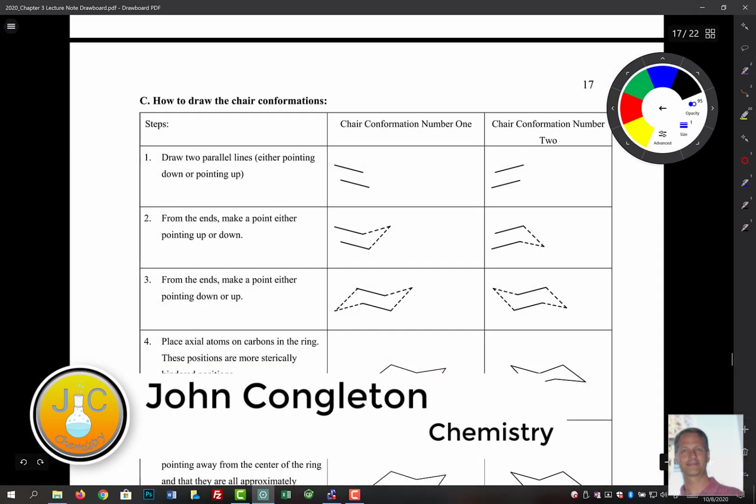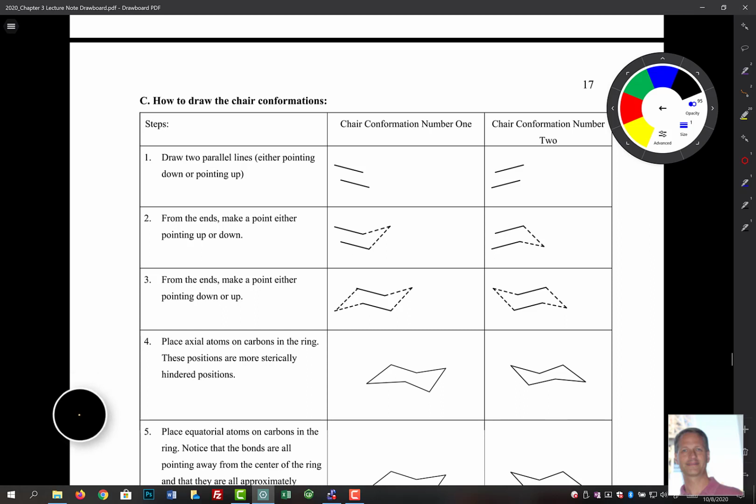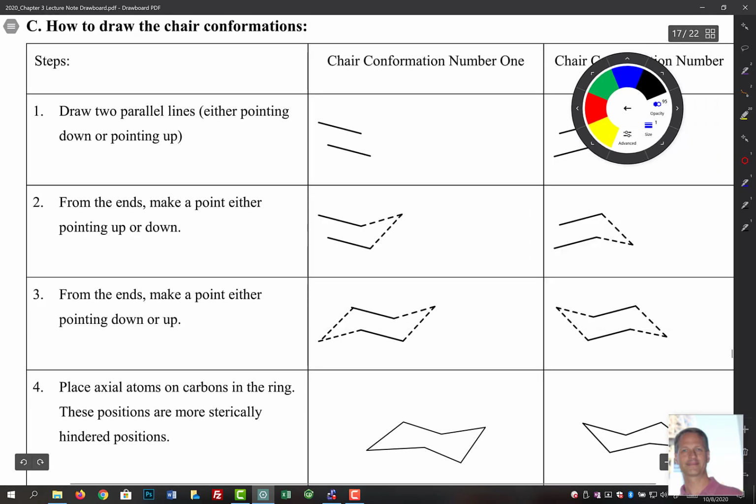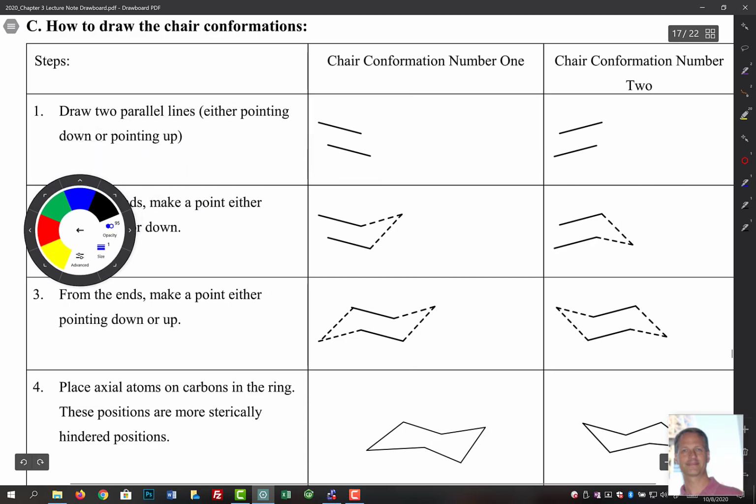One of the things that we need to be able to do is we want to be able to draw chair conformations. And there's a couple ways of doing this. For those of you who want some steps, this is one method. So the first thing to do with this method, let me just zoom in a little bit here, is to start off by drawing parallel lines.